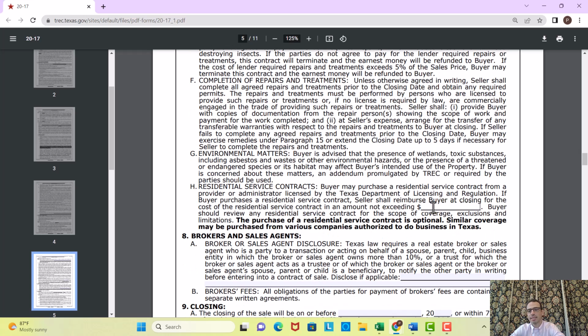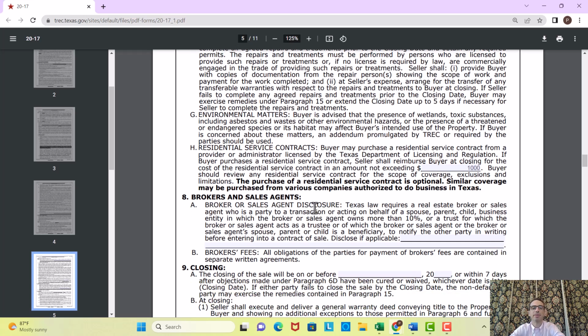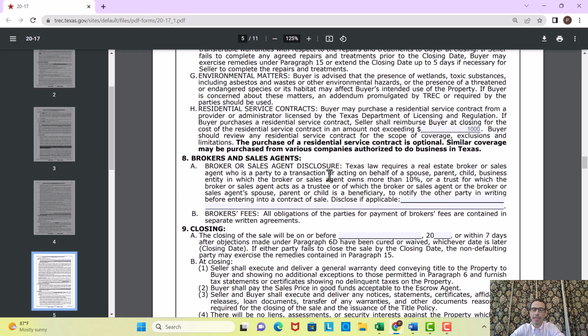Residential service contracts. This is like a home warranty for the appliances in the house. So if you see an amount here, it's normally maybe $500 to $1,000, and that's a home warranty company. I'm not a real big fan of home warranty companies. I think if you get one and your dishwasher breaks, the seller normally pays for that. I don't think the home warranty company does a very good job of actually paying claims and replacing things, but that's just my 2 cents. If you're the buyer and the seller's paying for it, then you might as well get it, I guess.